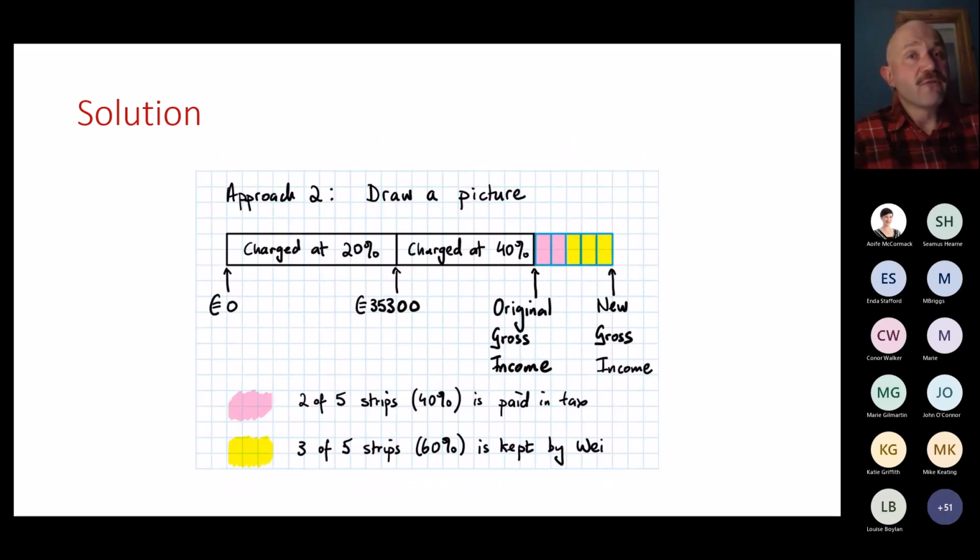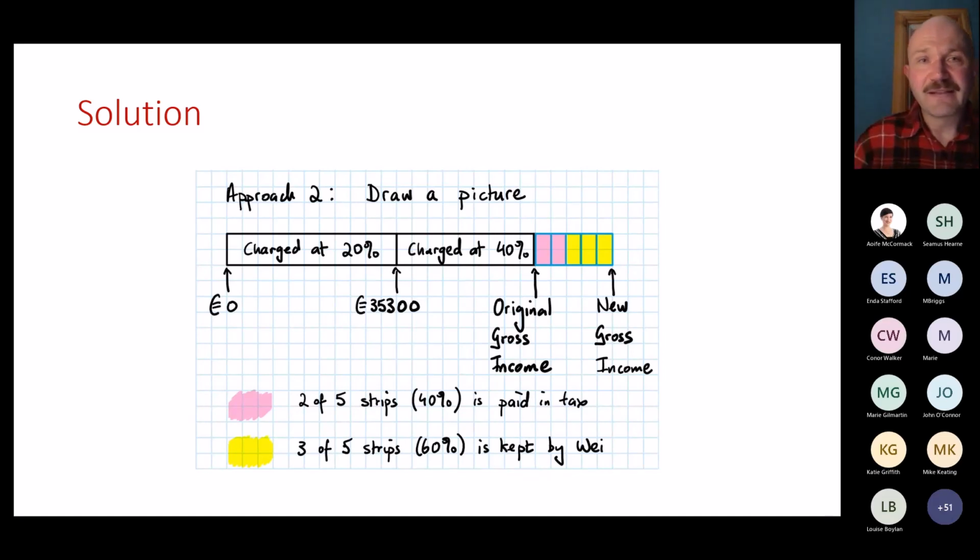Another approach I thought might be useful for this particular question might be drawing a picture where you use a rectangle to represent the original gross income, and then you add on the right an additional coloured rectangle to represent the increase in gross income. And given the fact that there is a higher rate of tax at 40%, that allows you to divide this coloured rectangle into 5 equal parts, 2 of which we can colour pink, and they'll be the ones that are going to the state in tax, and 3 of which in yellow we will be able to keep.